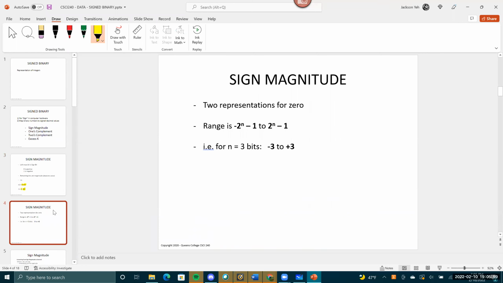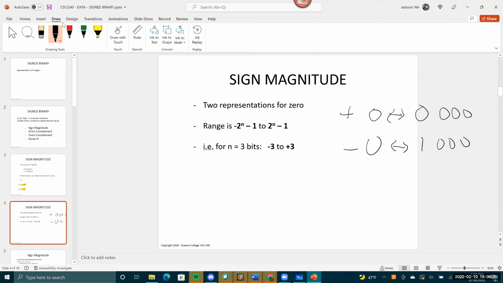Some issues with using sign magnitude: positive 0 would be 0, 0, 0, 0, and negative 0 would be 1, 0, 0, 0, right? So based on the definitions that we provided, sign magnitude looks like it represents 0 as both a positive and a negative 0. But if you have used integers in math, you notice that there's no such thing as positive and negative 0, right? You have positive 1 and negative 1, but there should only be one 0. So that's one issue with sign magnitude, that you have two representations for 0.